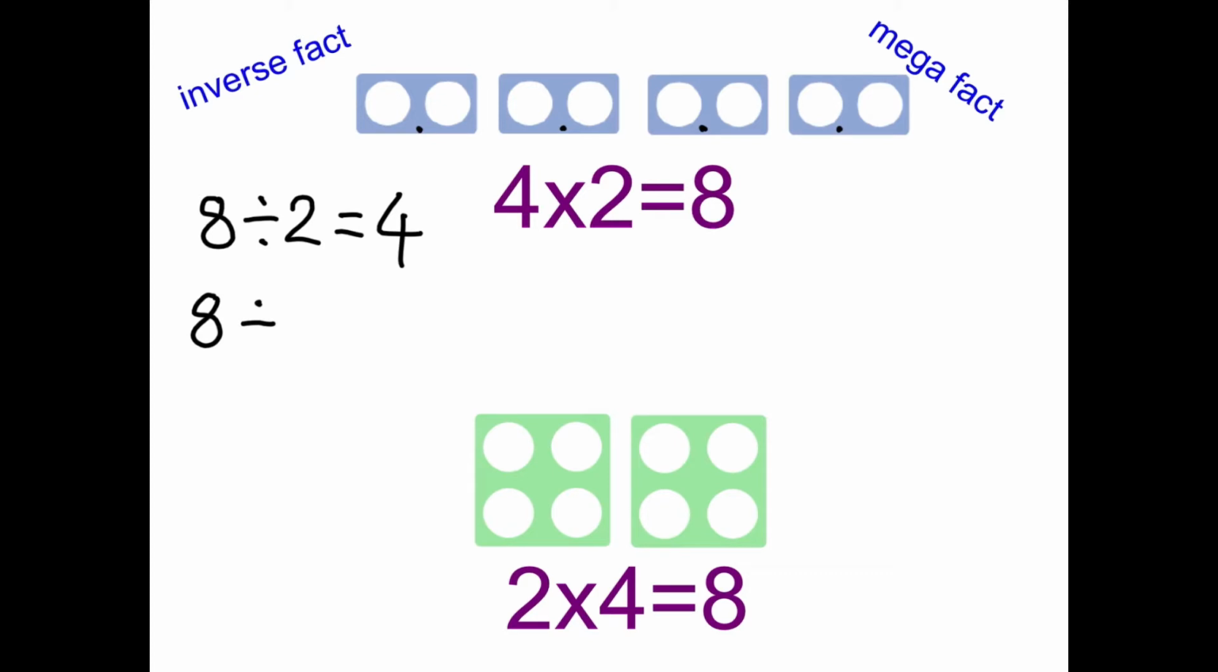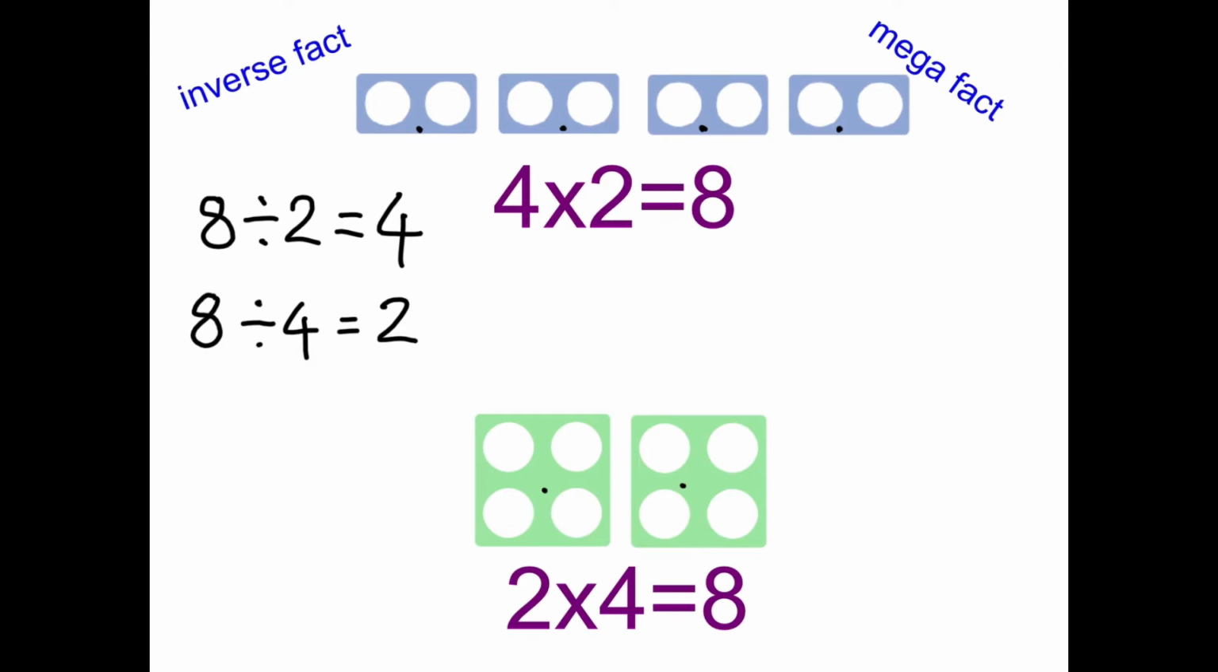And then 8 divided into 4. How many 4's are in 8? There are 2 4's. So you're just, for now, swapping the little numbers and putting the big number first.